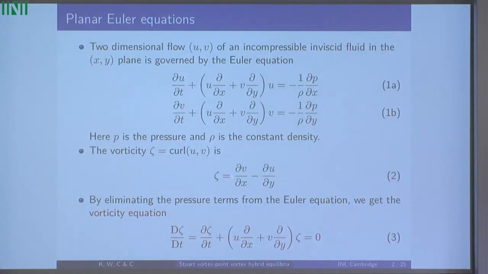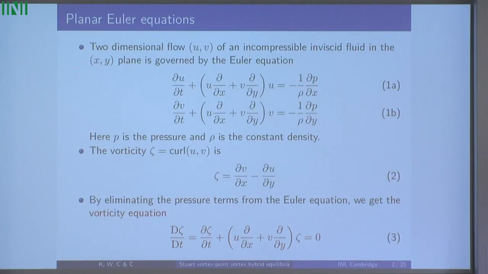Okay, so we start with the planar Euler equation. If u, v are the velocity field components and you have a flow in an xy plane, p is the pressure, rho is the density, then you have the 2D Euler equations here. And the vorticity is basically the curl of the velocity field. In 2 dimensions it has only one component in terms of u and v, and by eliminating the pressure from these 2 equations here, 1a and 1b, you can get an equation for the vorticity.